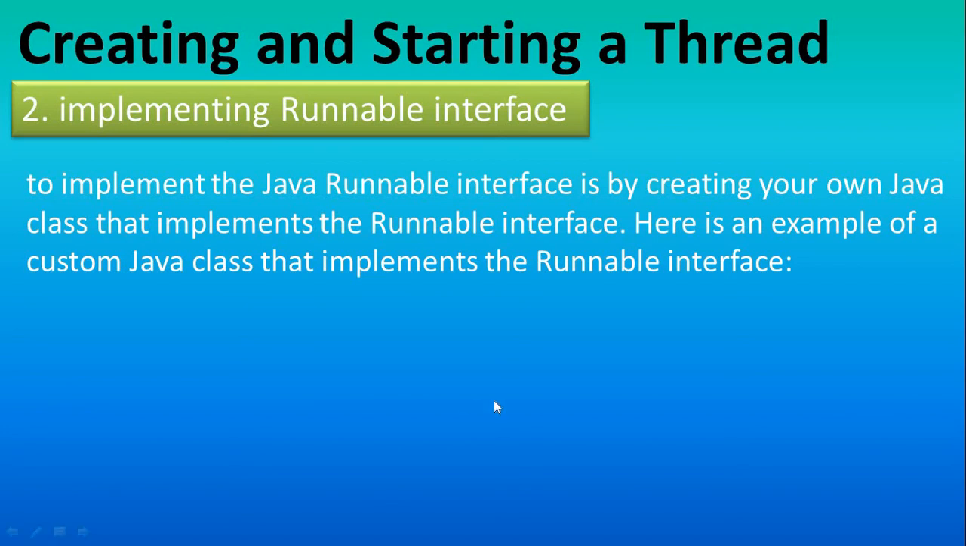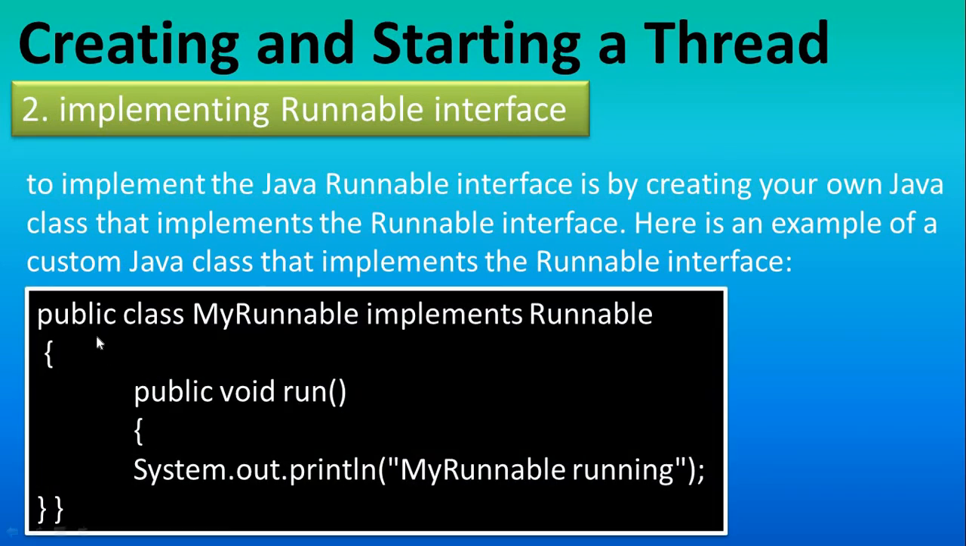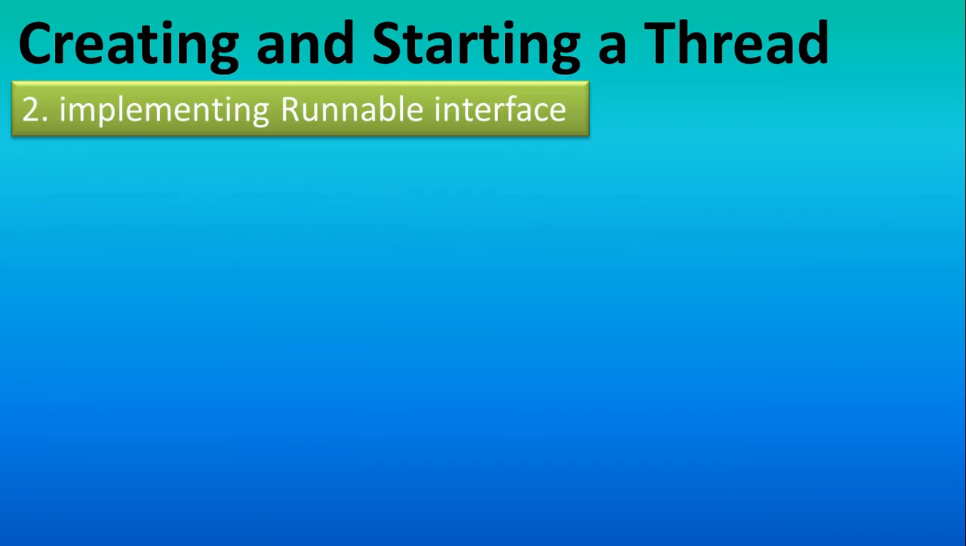Implementing the Runnable interface is the second part. To implement the Runnable interface, you create your own Java class with implements Runnable. So in place of extends Thread you write implements Runnable, and then you override the run method which is present in the Runnable interface, and in the run method you write the code. This is the same as extending Thread, with only a few major changes.